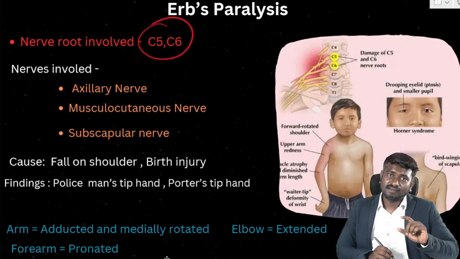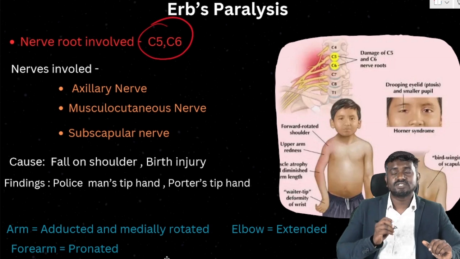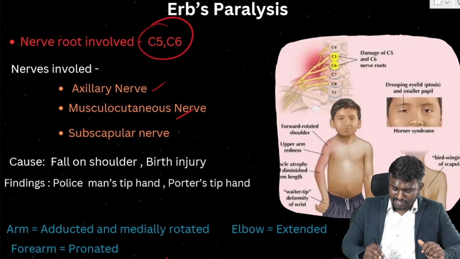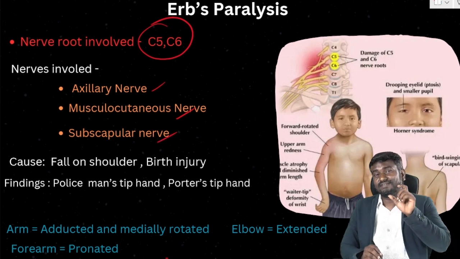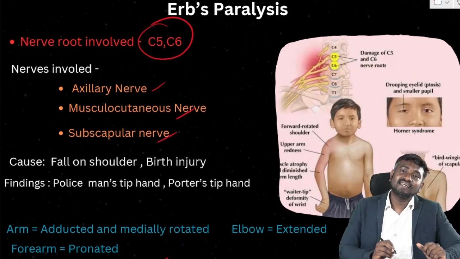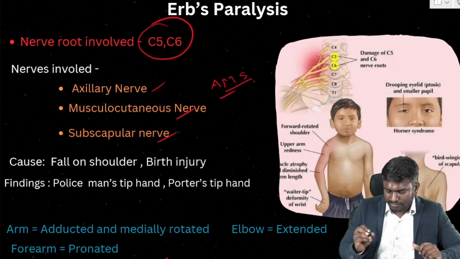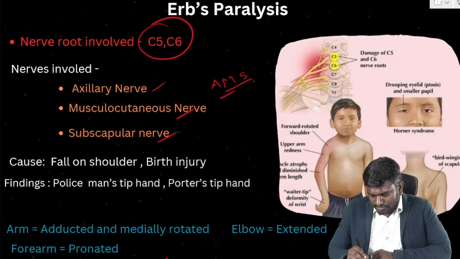Along with that, please remember that the nerves involved in Erb's paralysis are the axillary nerve, musculocutaneous nerve, and also the subscapular nerve. Let's revise. Axillary, musculocutaneous, and subscapular nerve comes to the mnemonic AMS. Please remember. Now this is the image of Erb's paralysis.